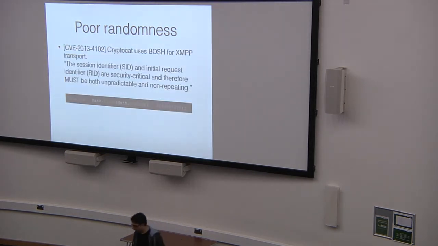Another thing, CryptoCat, again, he's my hero. It's an XMPP implementation as well, and it uses a certain protocol called BOSH. In the BOSH protocol, there's a session identifier and request identifier. It is critical for them to be unpredictable and non-repeating, like a nonce. But CryptoCat used the Strophe library. So again, this is not a vulnerability in CryptoCat itself. It's a vulnerability of a dependency that CryptoCat relied on, which is an interesting problem for security as well. But technically, through that vulnerability, you could exploit CryptoCat. So obviously, it used the Math.random function, even though the safe alternative was already available.